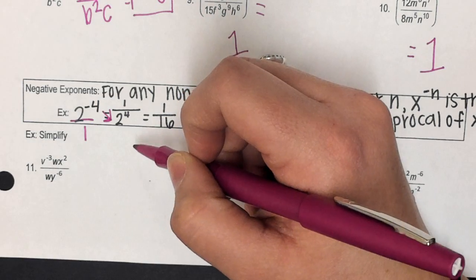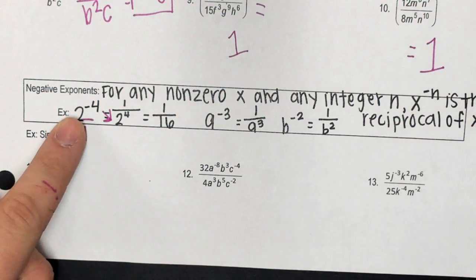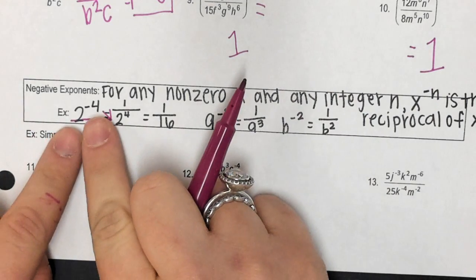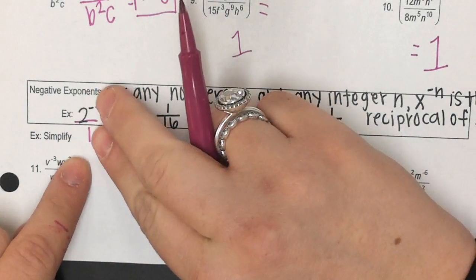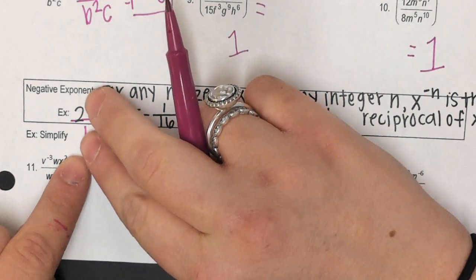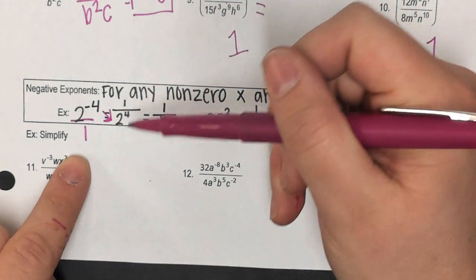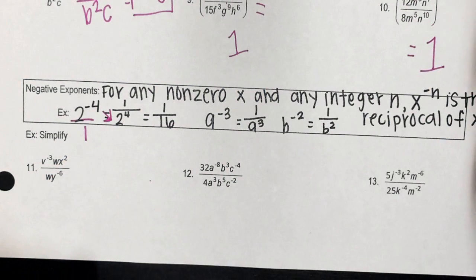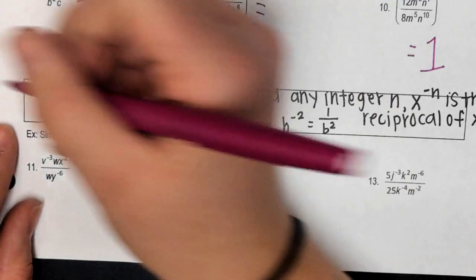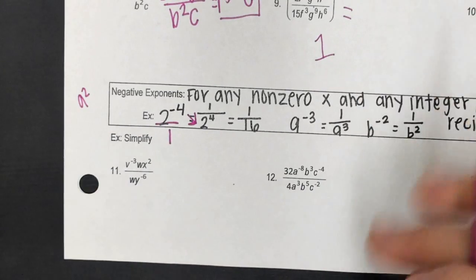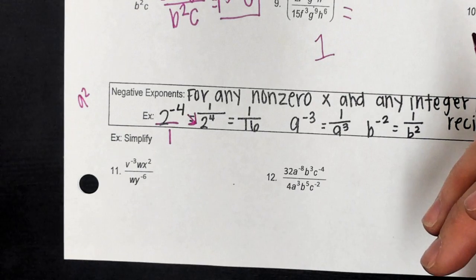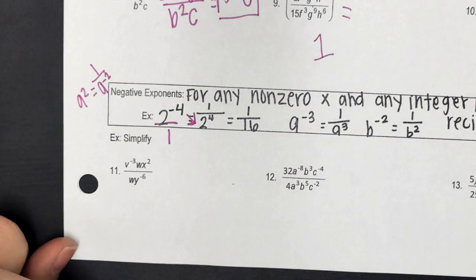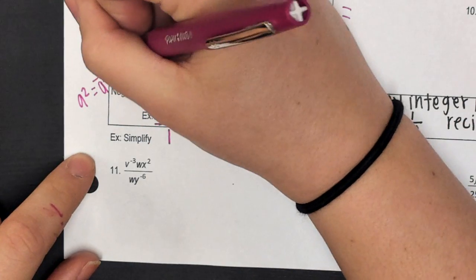Wait, so you like switch the... So if you have a negative exponent and you switch it, it becomes positive. Okay? So 2 to the negative 4th. Well, if I take the reciprocal of this fraction, which means I flip it and I put 1 on top, 2 to the 4th on bottom, it becomes positive. A squared. If I put it over 1, it becomes negative. If I want it to go back to positive.